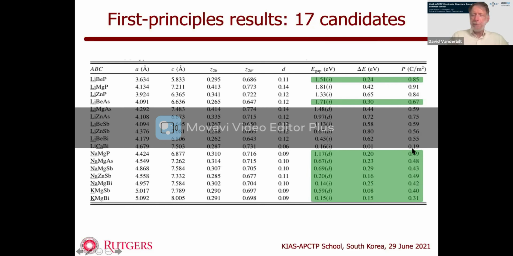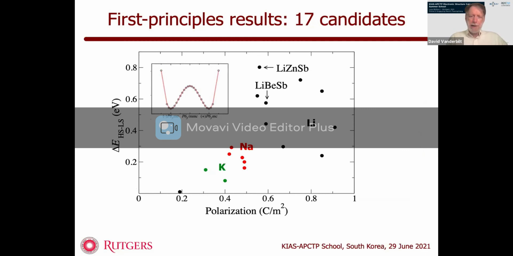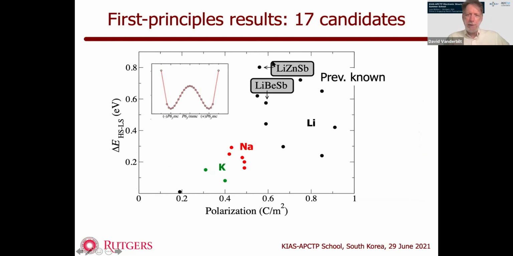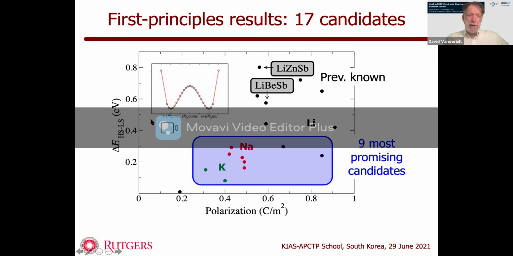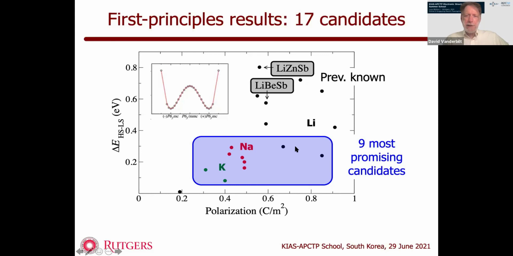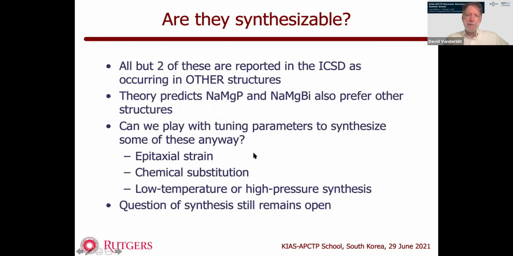So this is a plot for all these materials. These were the two previously known materials. Delta E, again, is the barrier height, and these guys have a pretty large barrier height. But we found 9 promising candidates that have a much smaller barrier height and still have substantial polarization. And so we're proposing that these be investigated as potential new ferroelectrics.